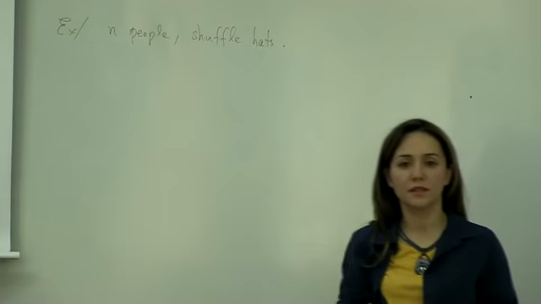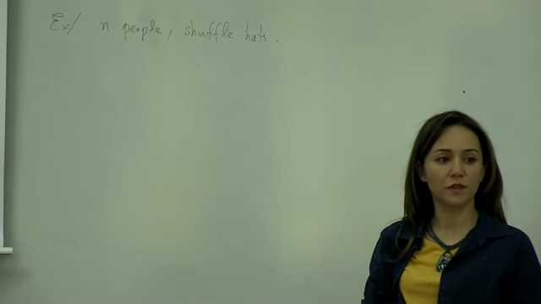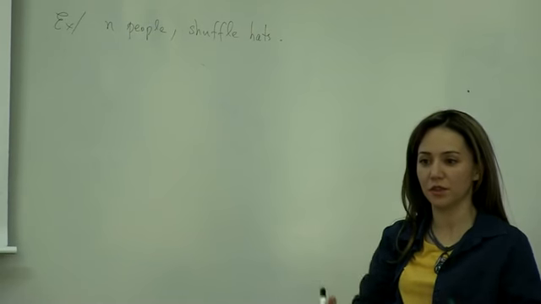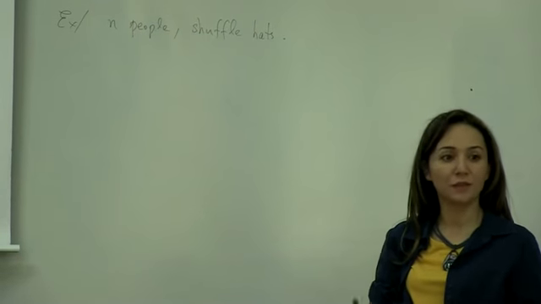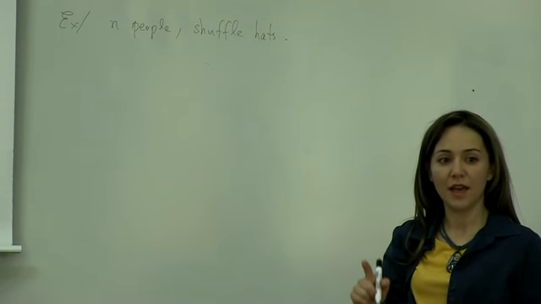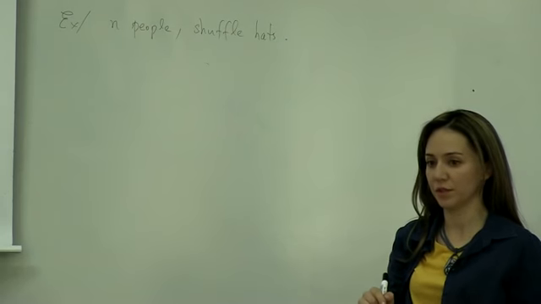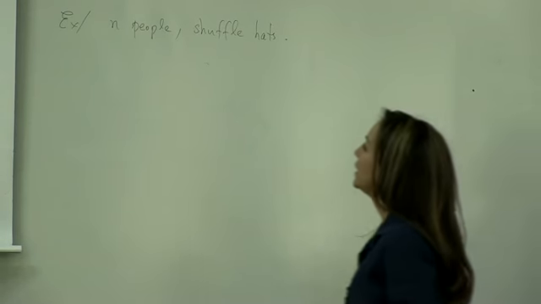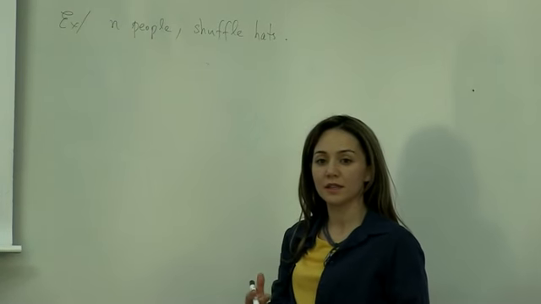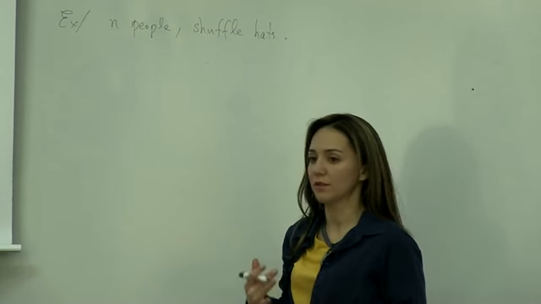and the question is, what is the expected number of people who are wearing their own hats after the shuffling operation? And if you remember, we computed this as 1, and it was an example of the use of the indicator function. So today we'll use the indicator function to analyze the variance of the number of people who are wearing their own hats.